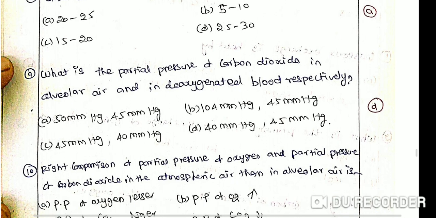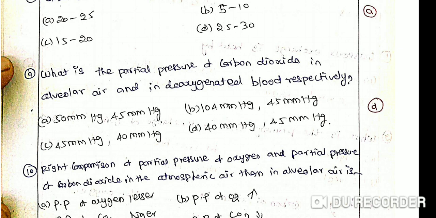What is the partial pressure of carbon dioxide in alveolar air and in deoxygenated blood respectively? Option A 50 mm Hg, 45 mm Hg. Option B 104 mm Hg, 45 mm Hg. Option C 45 mm Hg, 40 mm Hg. Option D 40 mm Hg, 45 mm Hg. The correct answer is option D 40 mm Hg, 45 mm Hg.